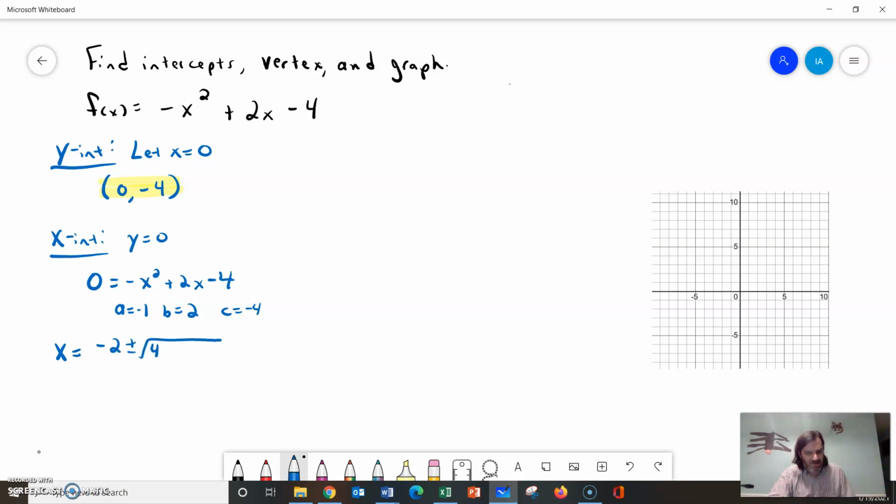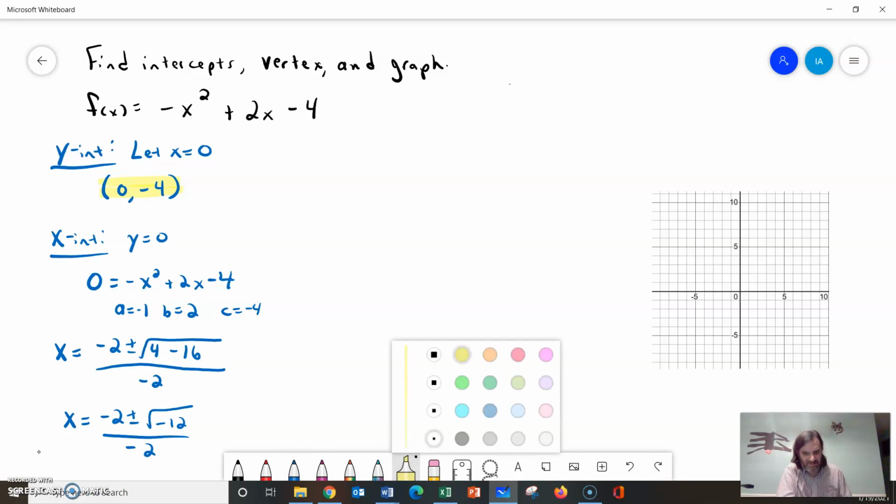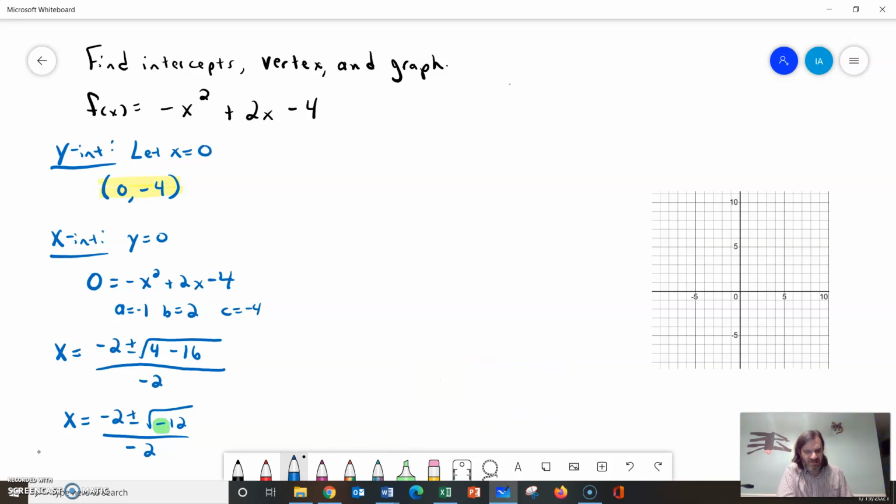4 minus 16. It's minus 4ac, so it's minus 4 times negative 1 times negative 4. So that's 3 negatives. Now I'll be over 2a, so it'll be over negative 2. In that case, when you simplify this thing down a little bit, negative 2 plus or minus the square root of negative 12 all over negative 2. This negative right here stops everything in its tracks, so no x-intercepts.